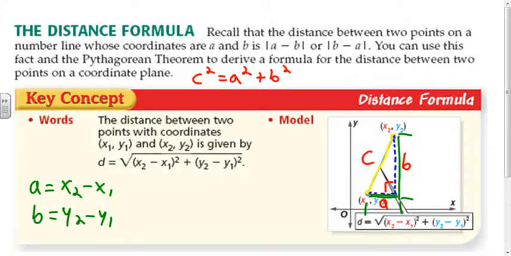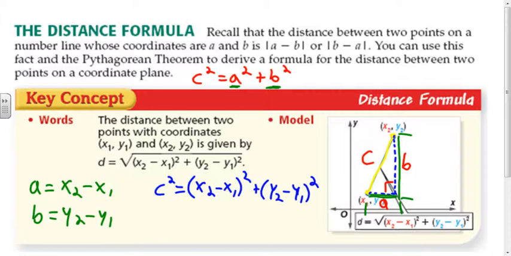So now we just plug those back into this formula. Again, that's just our classic Pythagorean theorem. So we would say c squared equals a, which we know is x2 minus x1 squared, plus b, which is y2 minus y1 squared. And then to find c alone, we would just take the square root of both sides. And it would look something like this.